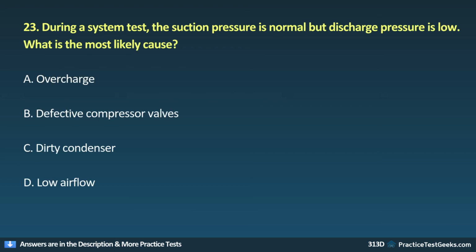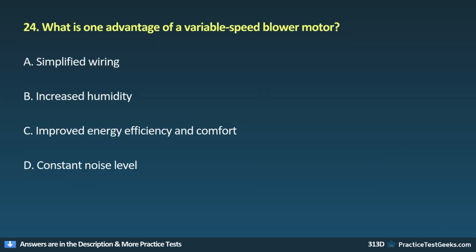23. During a system test, the suction pressure is normal, but discharge pressure is low. What is the most likely cause? A. Overcharge. B. Defective compressor valves. C. Dirty condenser. D. Low airflow.